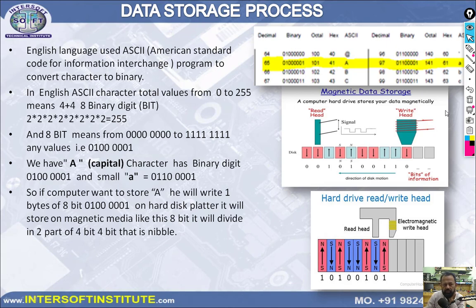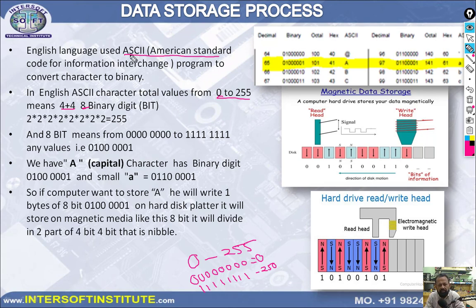Next, how data is stored in the hard disk. The English language uses ASCII, American Standard Code for Information Interchange. In English, ASCII character values range from 0 to 255, so 4 plus 4 will be stored as 8 binary digits. Every language has a number system from 0 to 255. If you store it in binary, it will be like this: 0 0 0 0 0 0 0 0 up to 1 1 1 1 1 1 1 1. So this is 0 and this is 255. Any value between these will be our character.